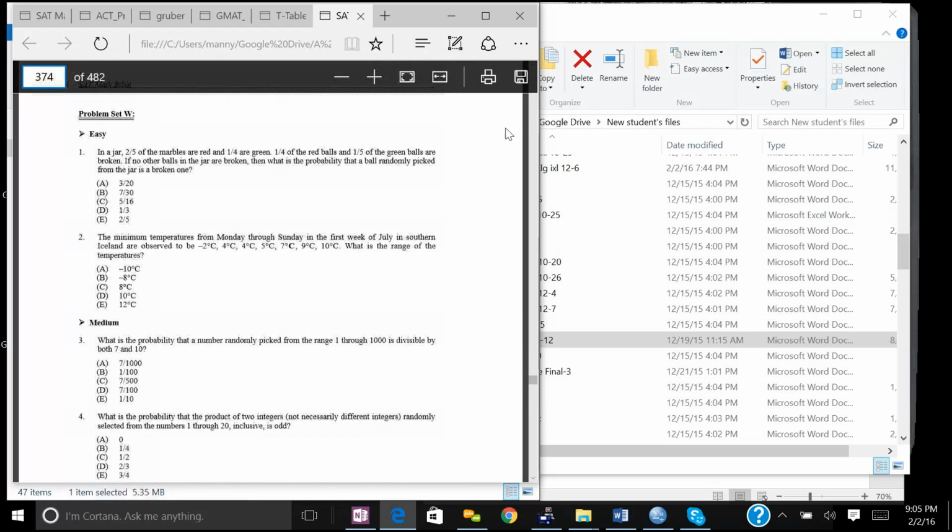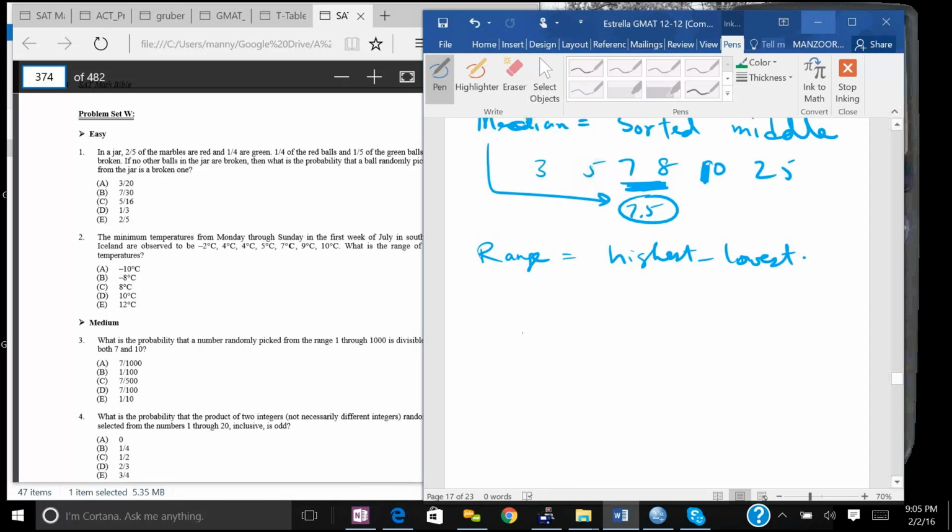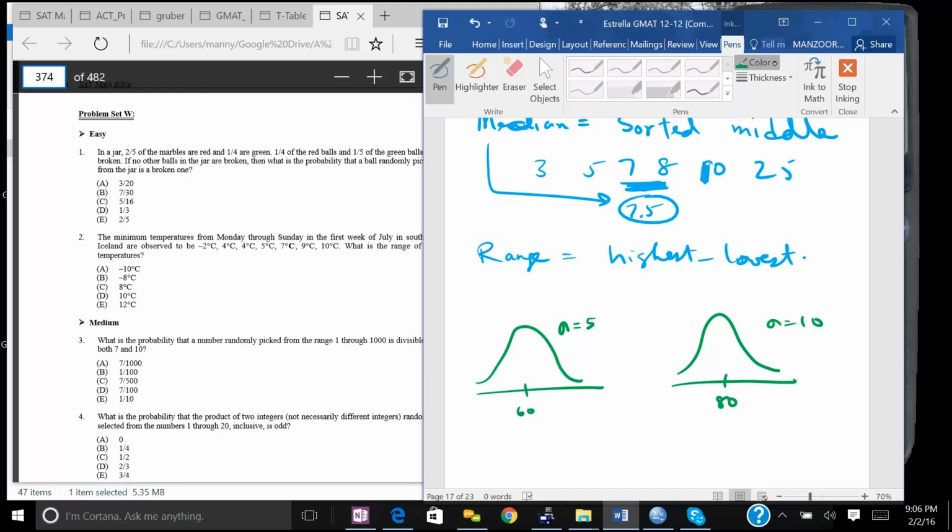Also, standard deviation means how spread out it is. Okay, let me show you something. Let's say in one class the average is 60. Okay, in another class the average is 80. That's the middle point. And the standard deviation for this class is 5. The standard deviation for this class is 10. So in these classes, if you get 65 in this class, and if you get 90 in this class, that's the same thing. Get it?